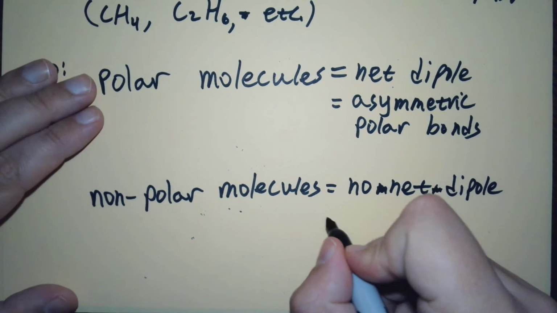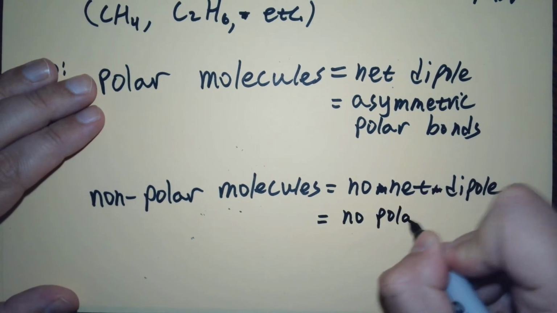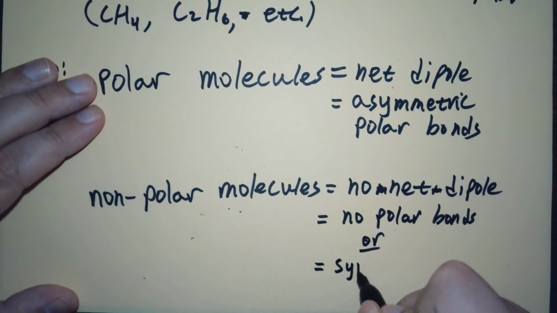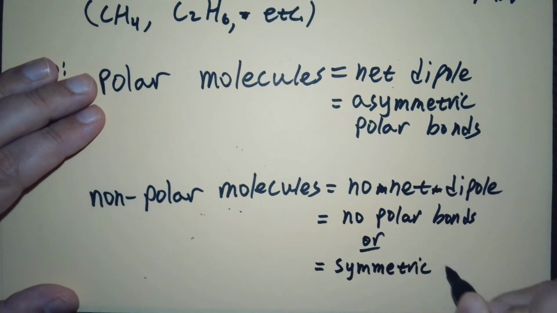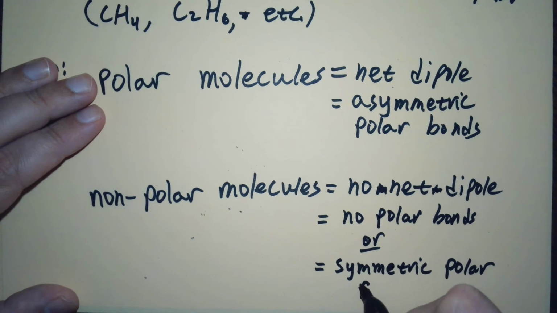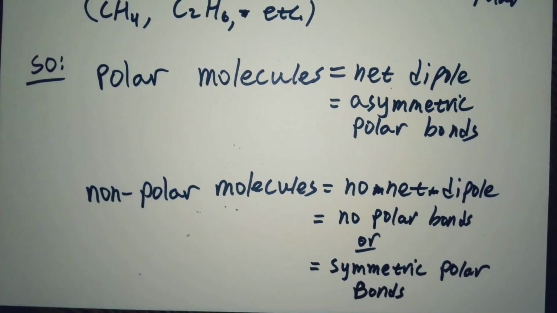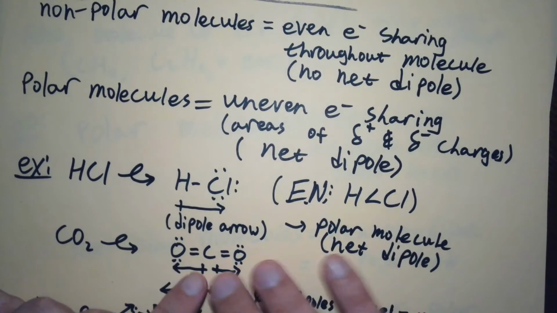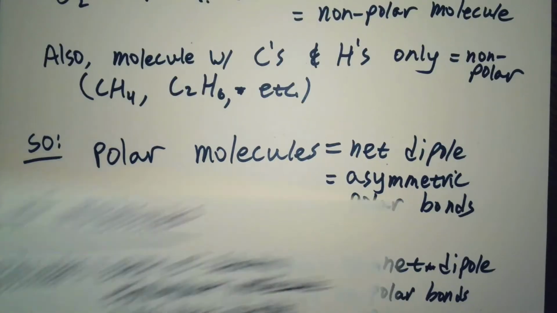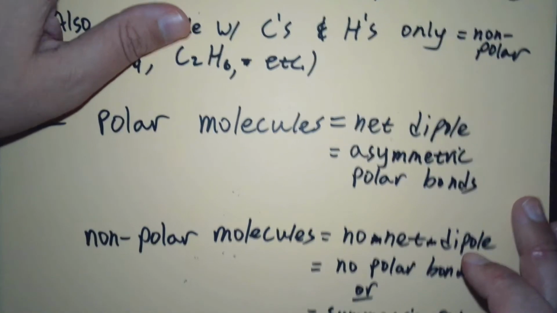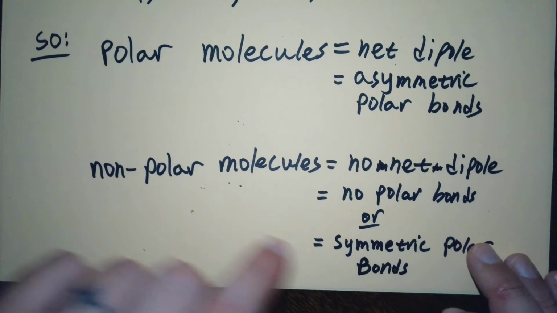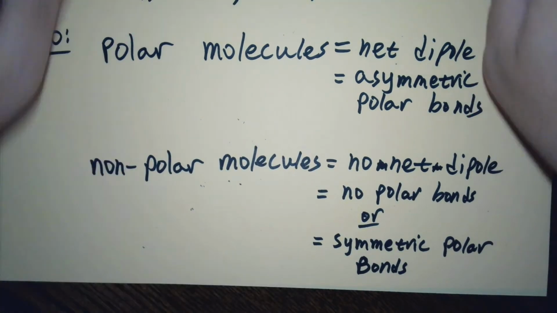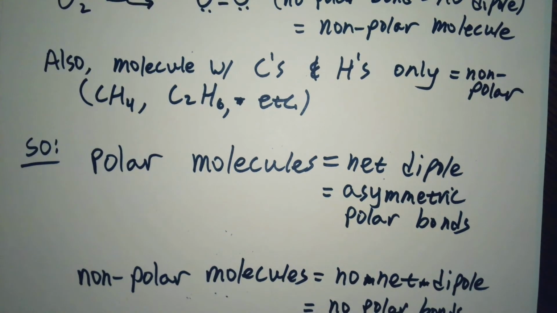So there's 2 situations here. It means there's no polar bonds at all, or there's symmetry. So you have something like O2, there's just no polar bonds, or you have something like CO2, where they cancel out. Something like that, you get a nonpolar molecule. So you can have a nonpolar molecule with polar bonds, but they all have to cancel each other out. If they don't, they're asymmetric. You have a polar molecule.